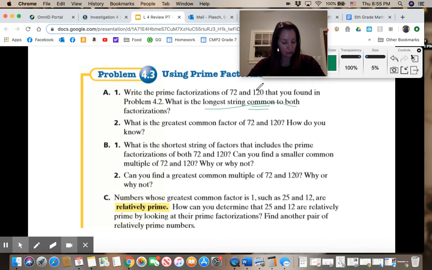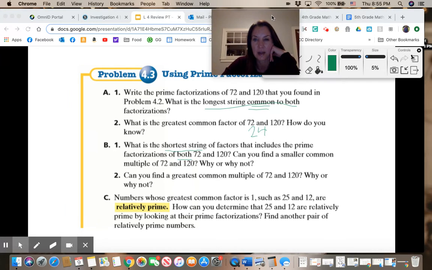120 had an extra 5. 72 had an extra 3. So the ones that they had in common were 2 by 2 by 2 by 3. And if you did that math, you would come up with 24. And 24 is the greatest common factor of 72 and 120. That's how you do 2 times 2 times 2 times 3, the shortest string of factors that has both 72 and 120 in it.